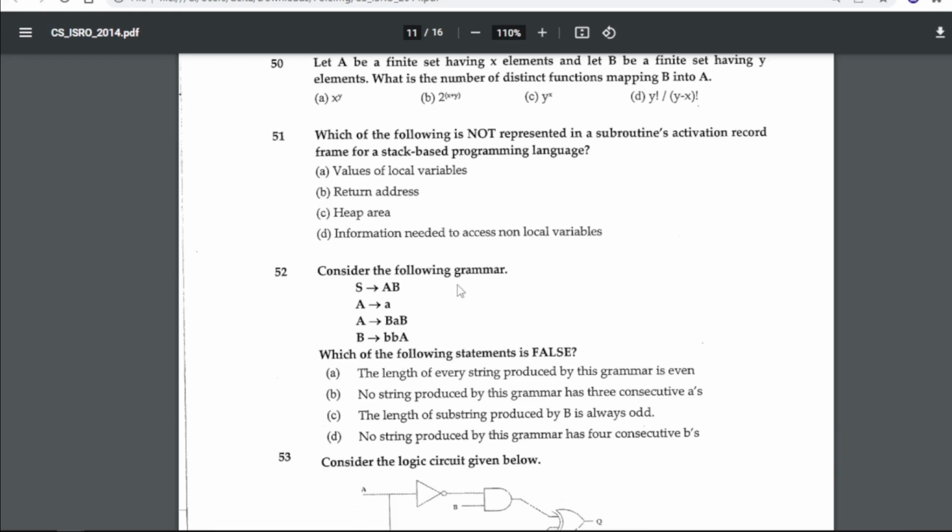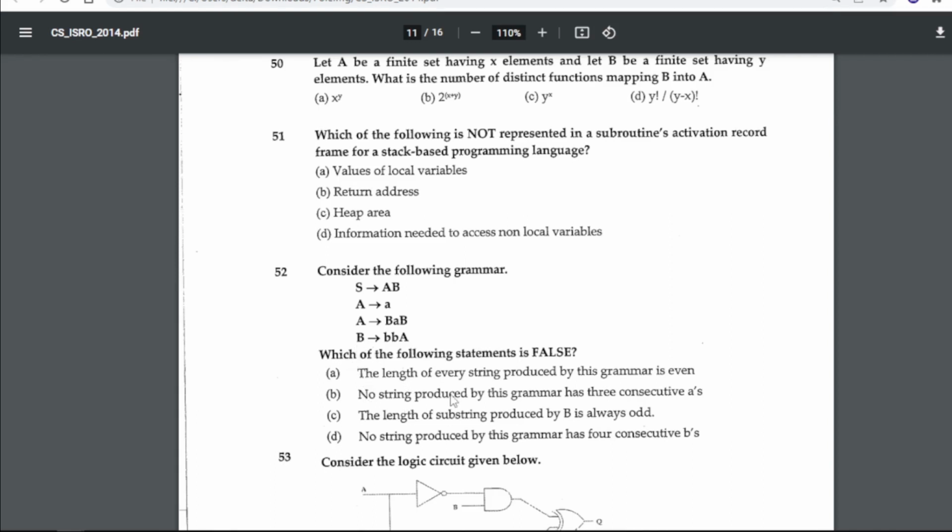52 is: consider the following grammar, which one of the above is false. If we see all the options, option number D, that is no string produced by the grammar has 4 consecutive B's. Statement 1 is true, as the length of every string produced by this grammar is always even, right?